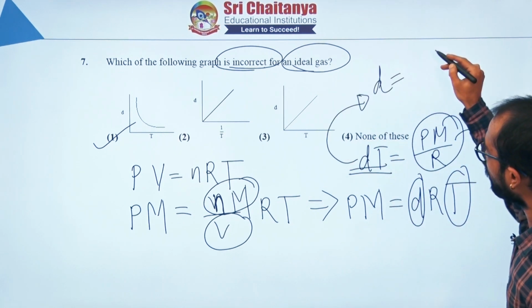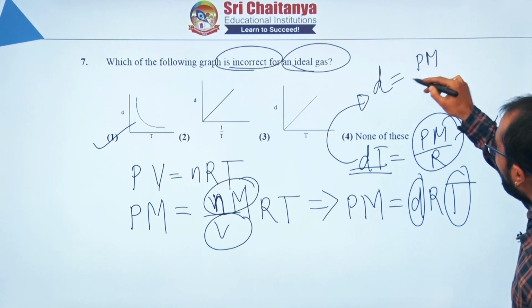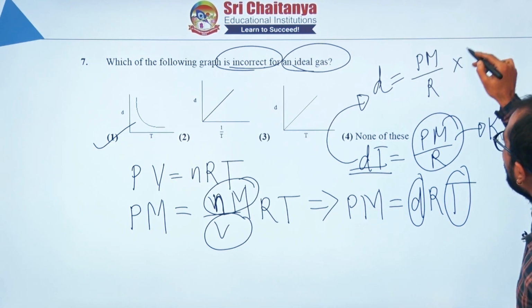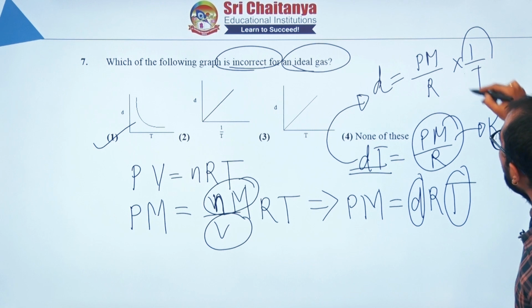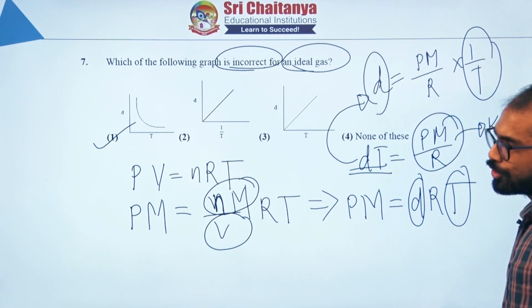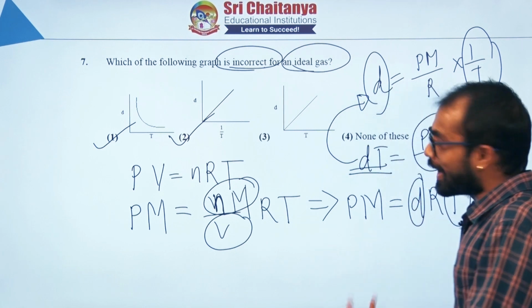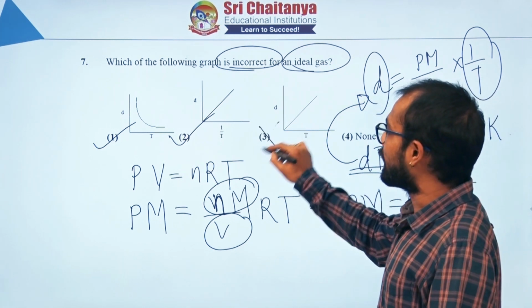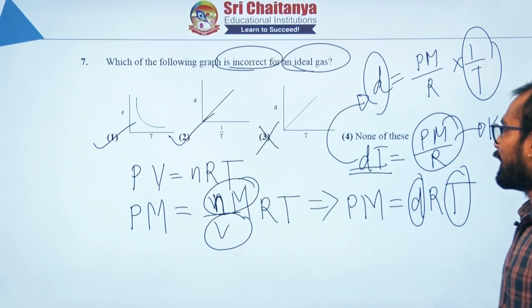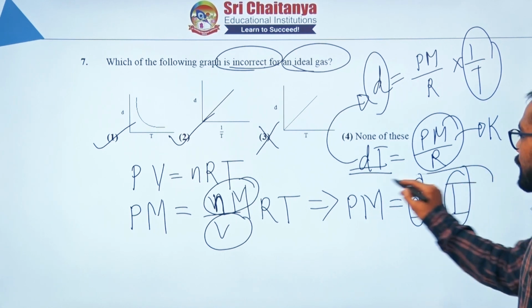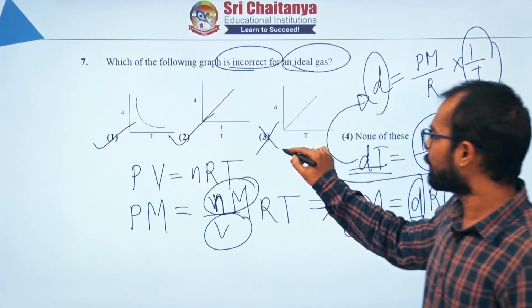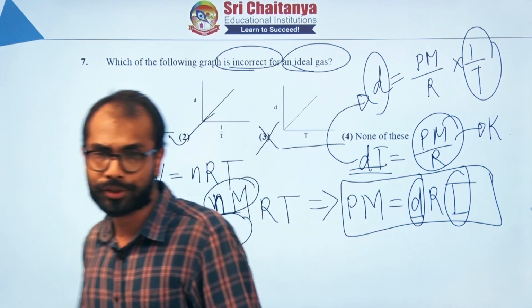Now if I see properly, then again I work on this. This d will be equal to PM by R, which is a constant, multiplied by 1 upon T. Now if this is x and this is y, I am going to obtain a straight line, which is my option 2. So this is also correct, which makes this option incorrect. As you can see clearly, d and T have this particular relationship, so this cannot be the graph. So this is my answer for question number 7.